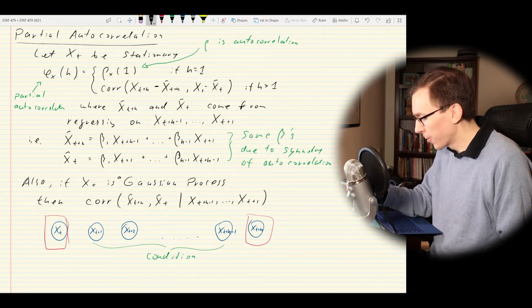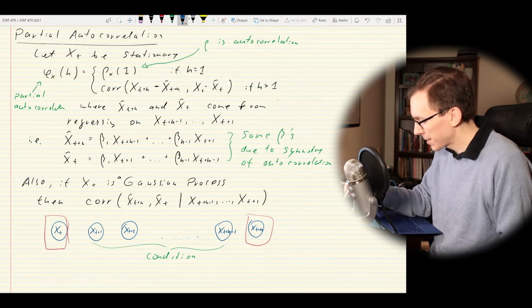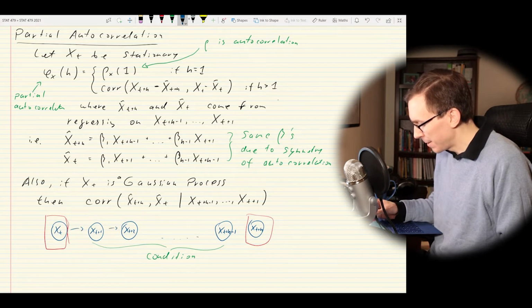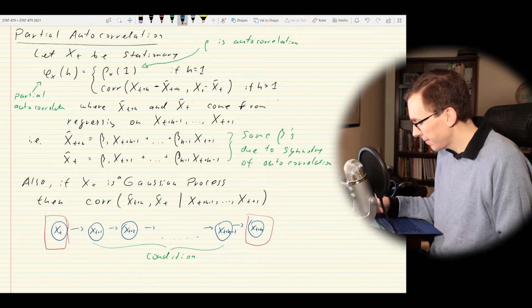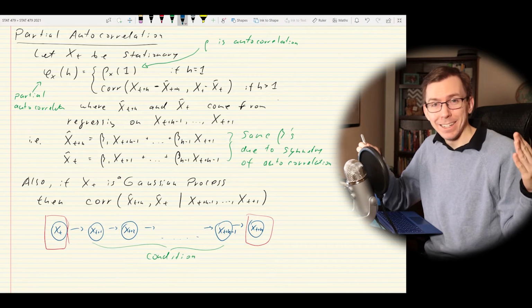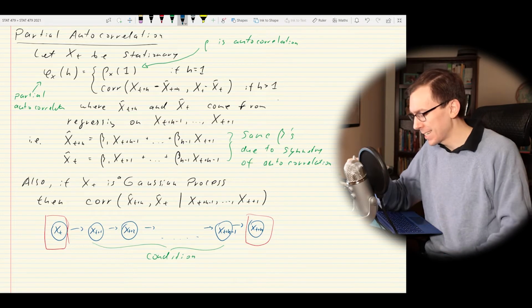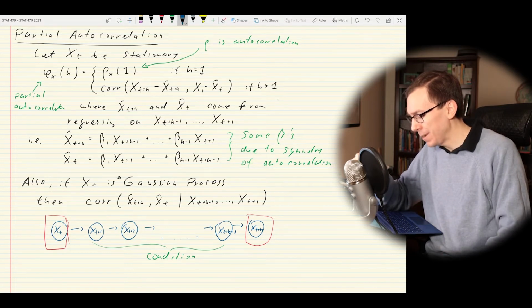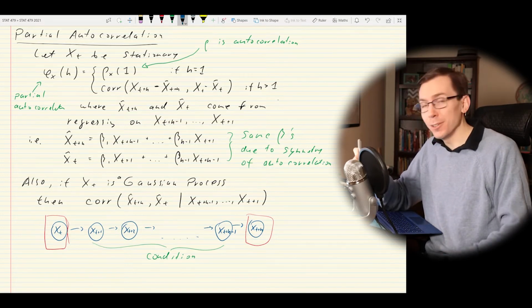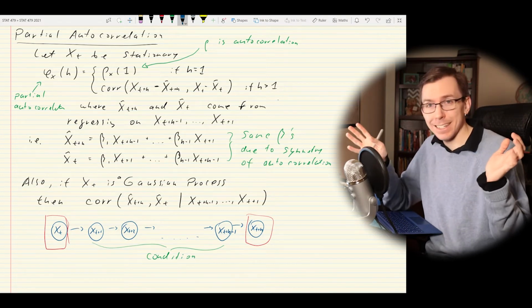Condition. So, for example, if we had, we'll switch back to blue, if we had something that looked like a Markov process, where just the previous term is telling me all that I need to know about the next term, right, in the Markov process case, then if I condition on all these intermediate bits, there's no more correlation between xt and xt plus h.